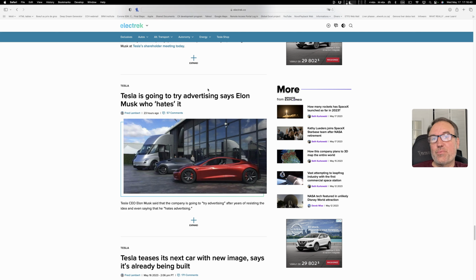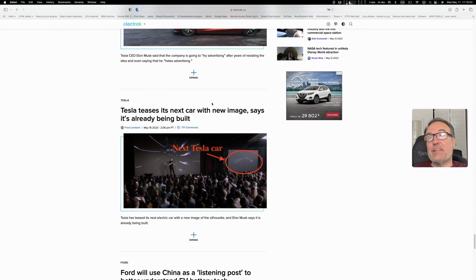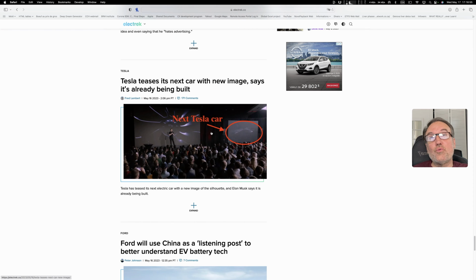So it was pretty interesting to see that Elon was thinking about it live and just decided, yeah, okay, let's try some advertising. And everybody was pretty happy about that. And also Tesla teased two new cars. We don't know much about them.